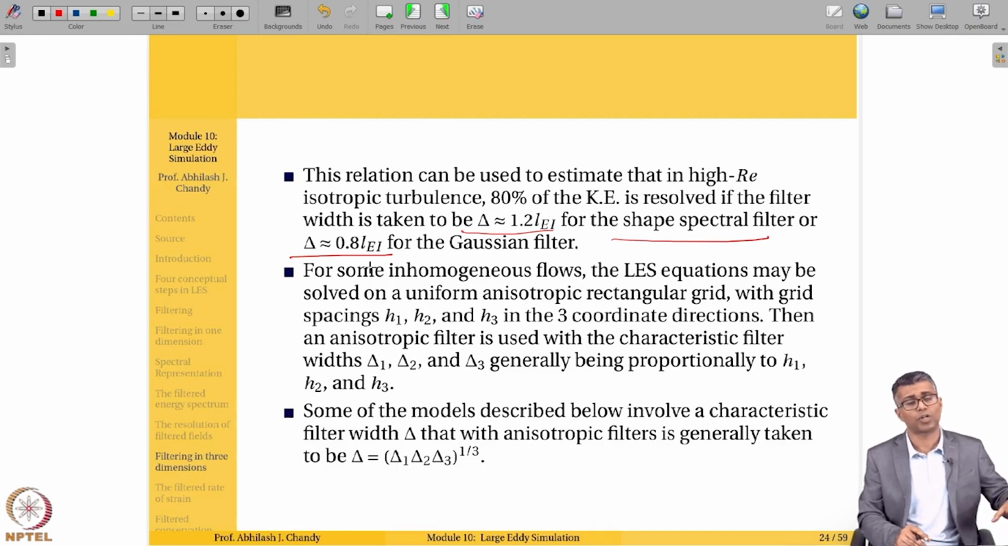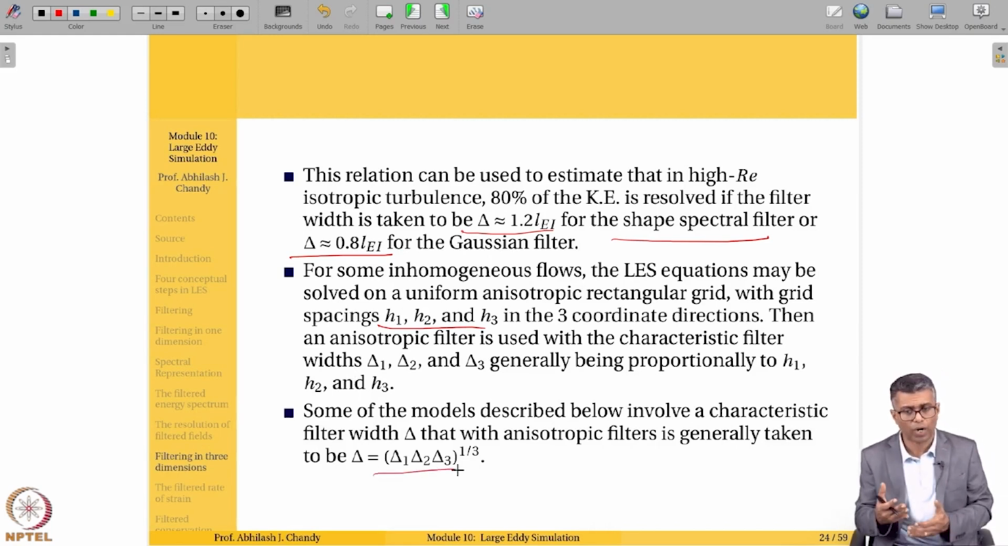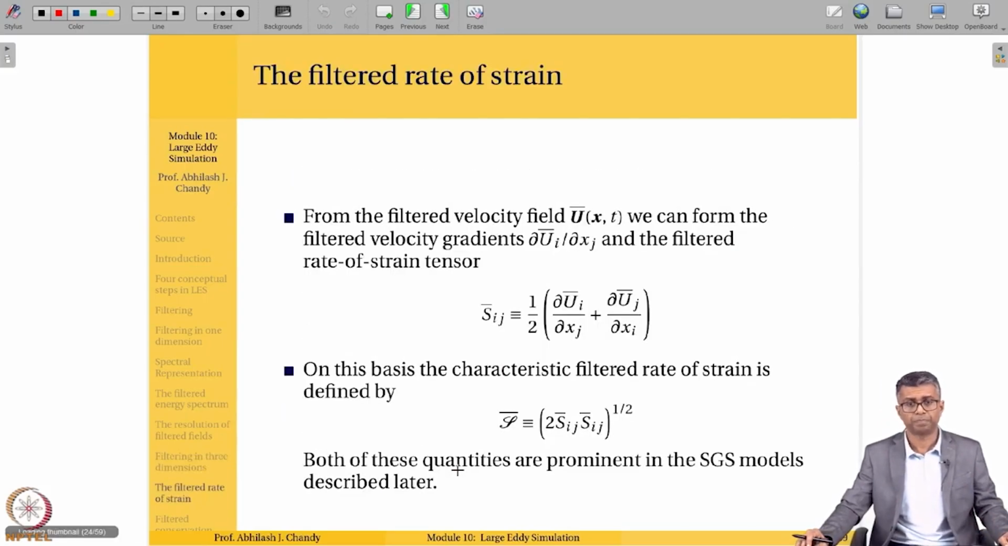If you have inhomogeneous flows, you might have an anisotropic rectangular grid with grid spacings H1 in one direction, H2 in the other direction, and H3 in the third direction, right? Then you would need an anisotropic filter with characteristic filter widths delta 1, delta 2 and delta 3 in the respective directions, proportional to H1, H2 and H3. In that case, you could choose a uniform filter width equal to the cube root of delta 1 times delta 2 times delta 3. That's one way to do it.